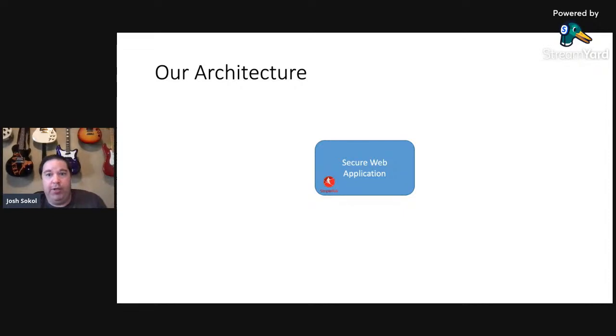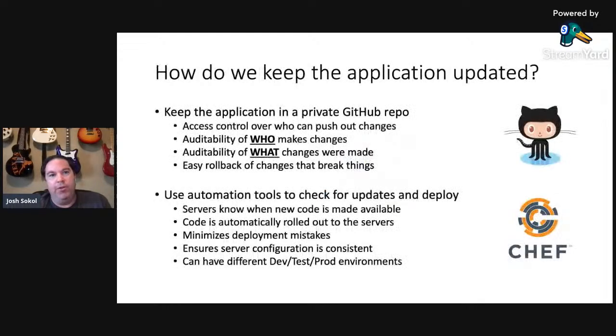So starting with our architecture, we have to start with a secure web application. In my case, it was Serverless. In yours, it's whatever application you or your organization are writing. And the first challenge is really ensuring that we stay up to date, that we have the latest code. We avoid number 9 on the OWASP top 10, which is using components with known vulnerabilities. So how do we keep the application updated? And there's a couple answers. The first one is, hey, you should be using a GitHub repository. Private GitHub repository, public, doesn't really matter. We use both at Serverless depending on the use case.